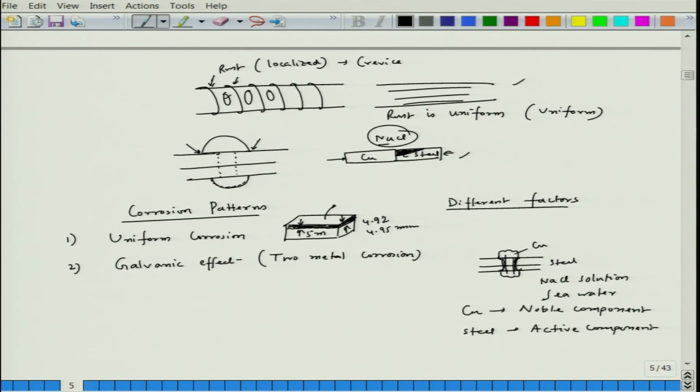Fine. So, that is why copper does not corrode much. It does not mean that the copper will not corrode, copper would also corrode, but if we see the corrosion rate of both the steel and copper, steel corrosion rate would be much higher than the copper corrosion rate. Fine. So, this is called two metal corrosion, and remember this is very important.